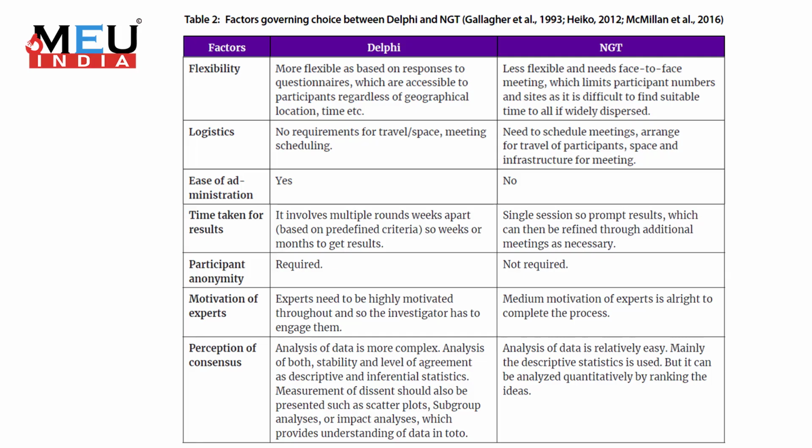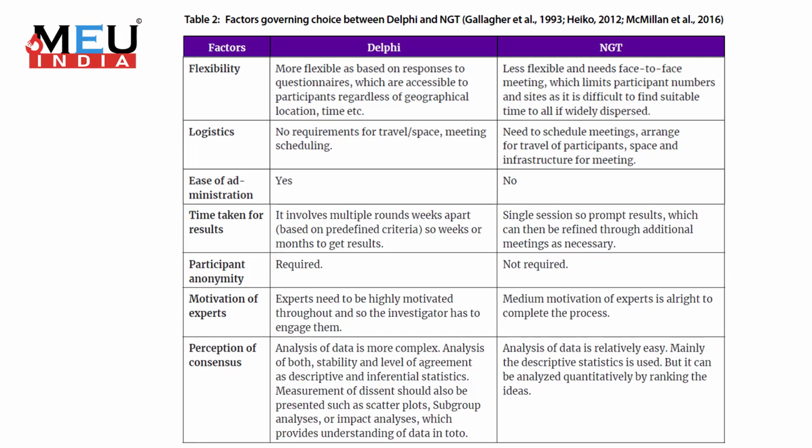NGT needs scheduling of meetings, arrangement for travel of participants, and space and infrastructure for the meeting. Ease of administration. Delphi: no, as it takes time for results; it involves multiple rounds, weeks apart, so weeks or months to get results. NGT: a single session, so prompt results, which can then be refined through additional meetings as necessary. Participant anonymity: required in Delphi, not required in NGT.